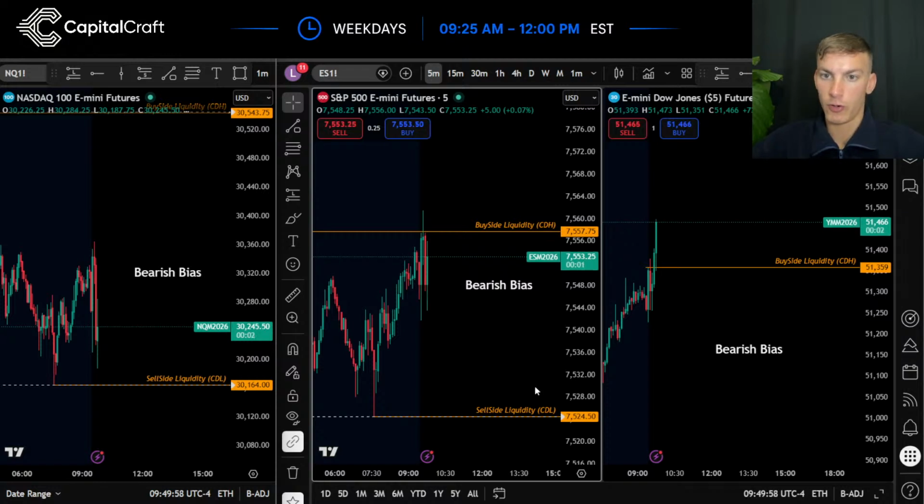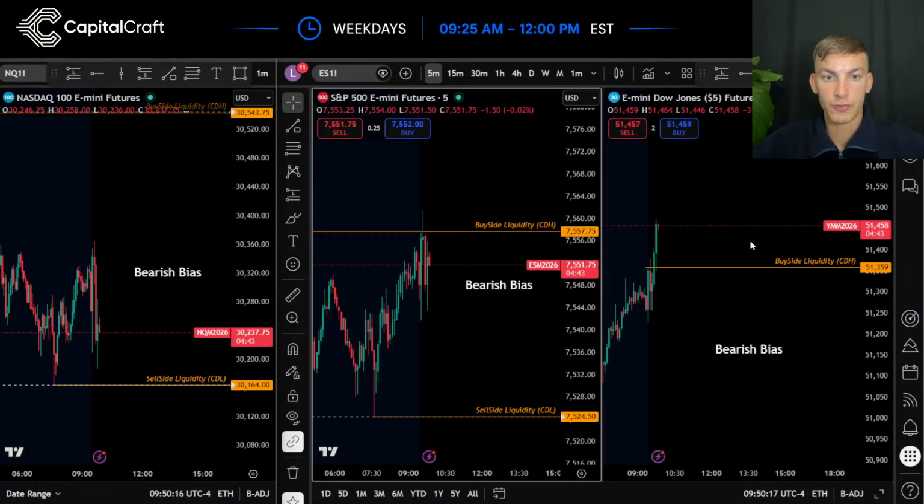Quite a good push up from the Dow Jones currently, as well as the S&P 500. And there you go, we've just closed that 5 minute candle. We can clearly see a rejection on the S&P 500. Now, the Dow is definitely showing strength compared to the other asset classes. However, I'm also interested in the Nasdaq and the S&P for this specific trading session.